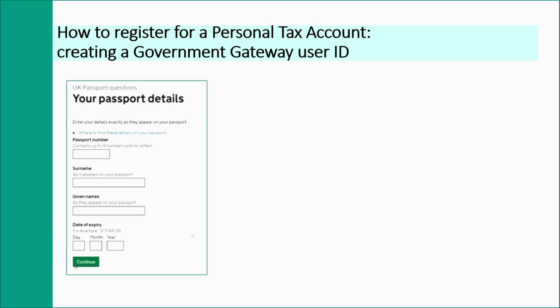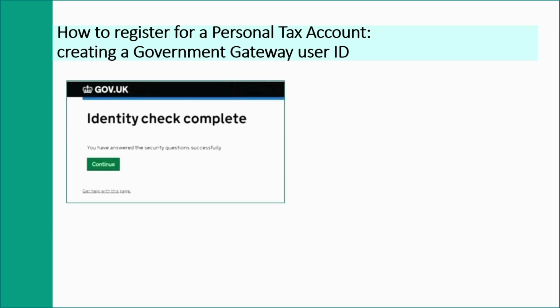We're then taken to the Your Passport Details page. Again, each text box has guidance on how you should enter the information. And there's a link to open up an image showing where you find these details on your passport. Having entered the details, we click or tap Continue.